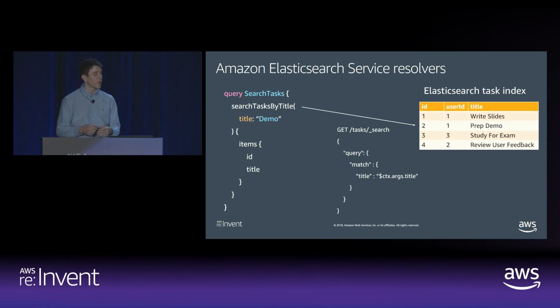In this case, we're creating a search tasks by title field that's just going to do an Elasticsearch match query against an index that's parameterized by the argument to GraphQL. And here, you can see that we're using that simple pagination pattern as well.